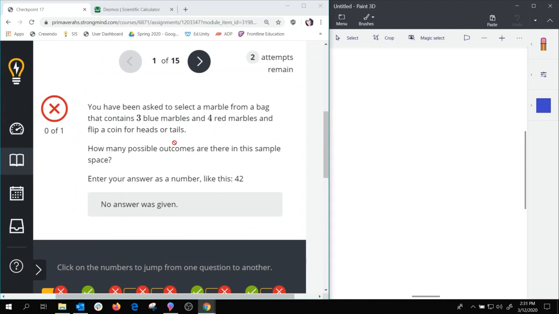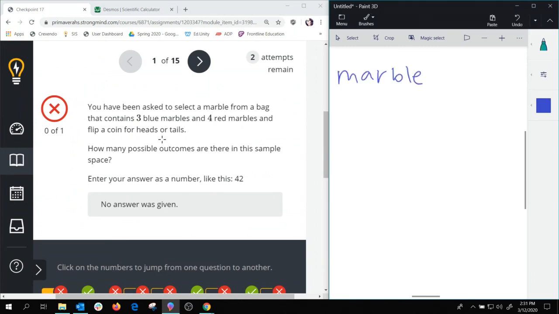So for this first problem, it says that you've been asked to select a marble from a bag that contains 3 blue and 4 red marbles, and to flip a coin for heads or tails. So we're talking about two different events here. One is picking a marble, and then the other is flipping a coin.